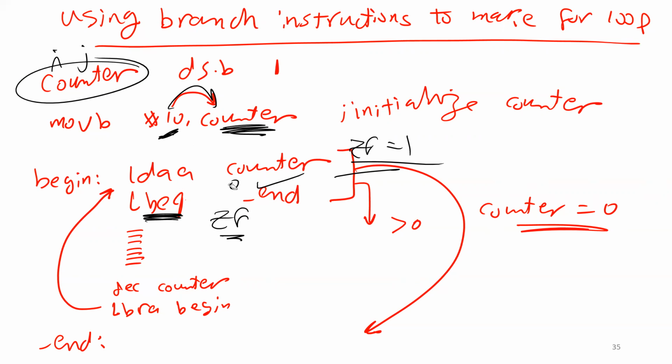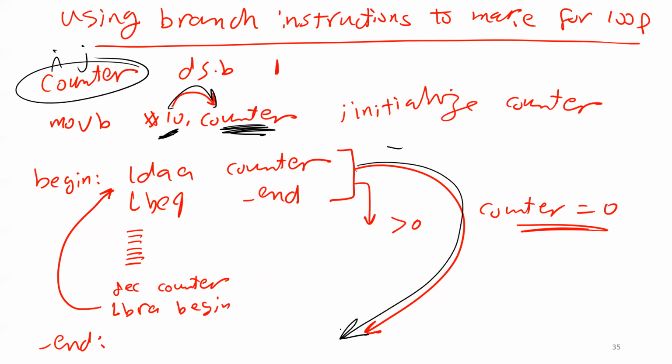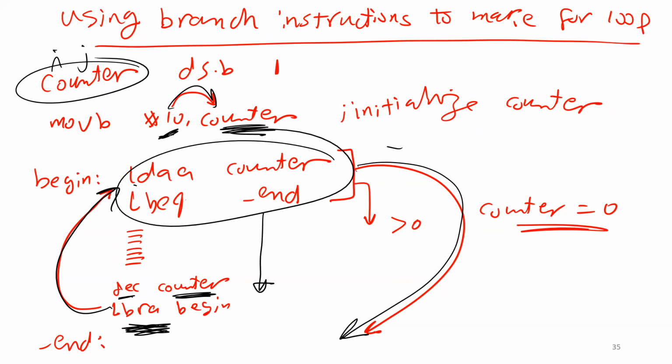But anyway, okay, guys. Here, I'm going to branch for equal. Equal means equal 0, right? So if it is equal to 0, I'm going to go outside. I am done. If not, I'm going to come here, decrement the counter, then go again here. This is unconditional, guys. Unconditional. So I'm going to come here to check again.